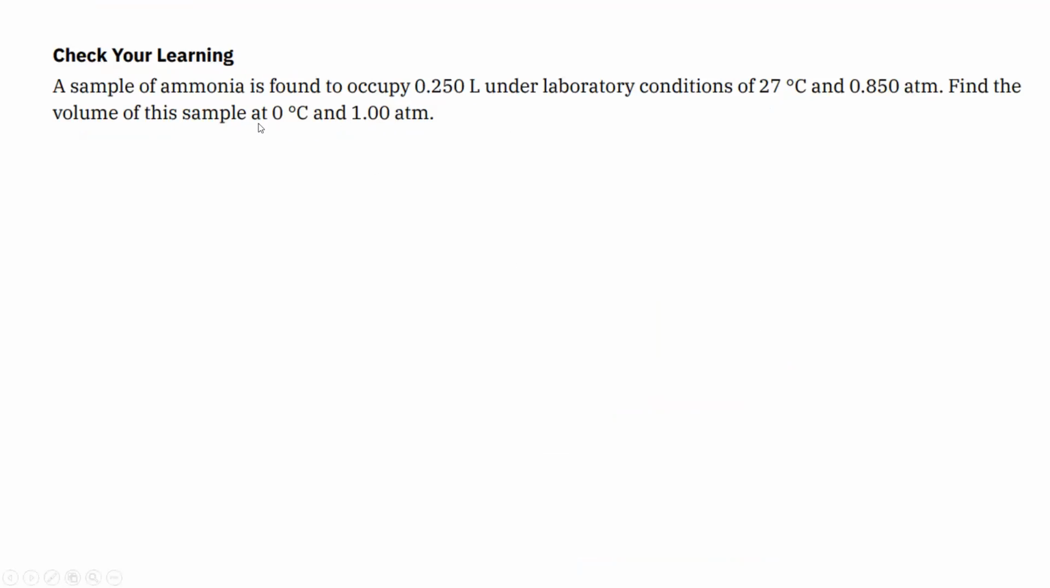All right, so with the next one, a sample of ammonia is found to occupy 0.25 liters under laboratory conditions of 27 degrees Celsius and 8.85 atmospheres. Find the volume of this sample. So again, we're just looking to see what we have, V1, T1, P1. Of course, this really got to go to Kelvin, so we'll have 300 Kelvin. And then we've got T2, so just 273 Kelvin.